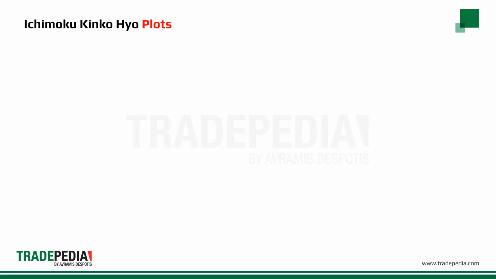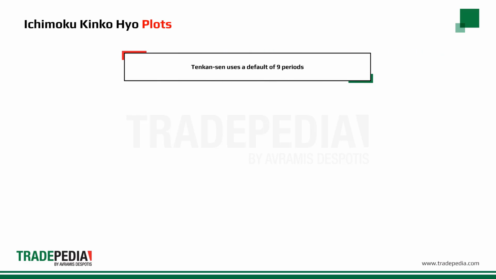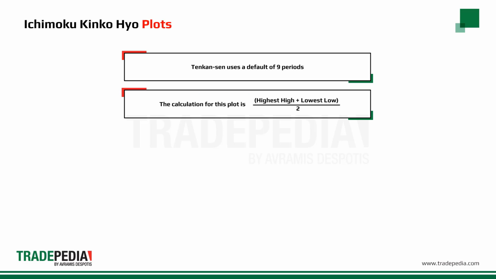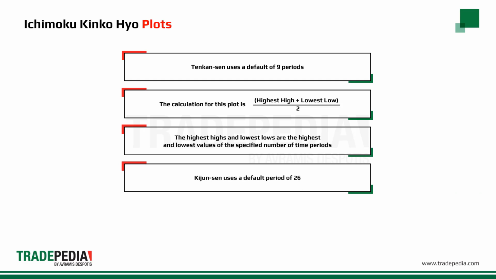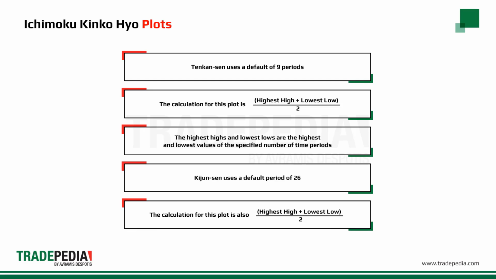The Ichimoku indicator consists of 5 different plots. The Tenkan-sen uses a default of 9 periods. To calculate the Tenkan-sen, add the highest high and lowest low of the last 9 periods and divide them by 2. The highest highs and lowest lows are the highest and lowest values of the specified number of time periods. The second plot is the Kijun-sen, which uses 26 periods. To calculate it, add the highest high and lowest low for the last 26 periods and divide them by 2.